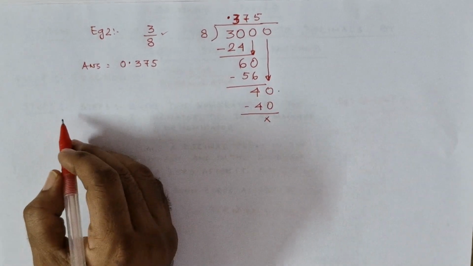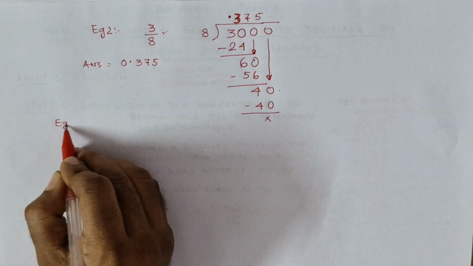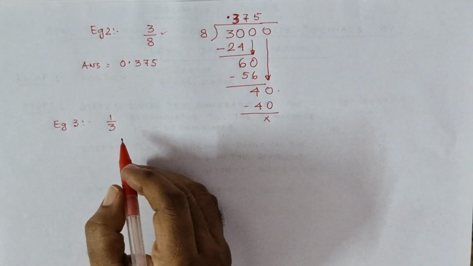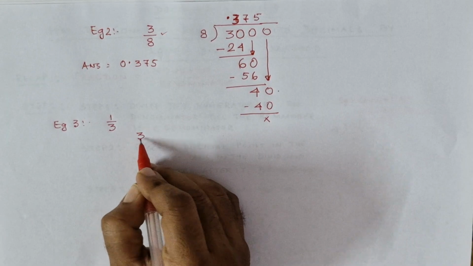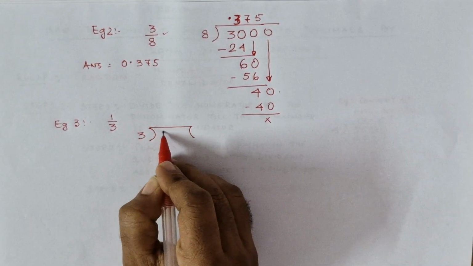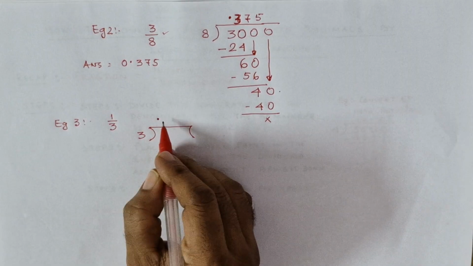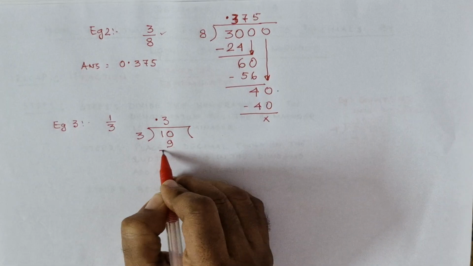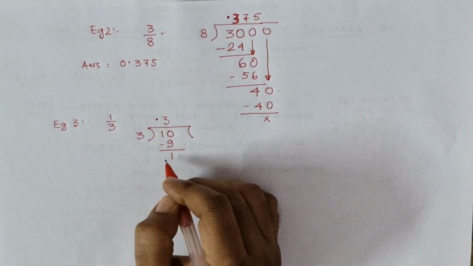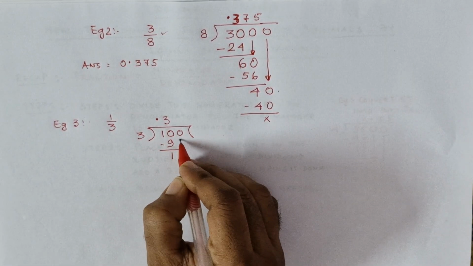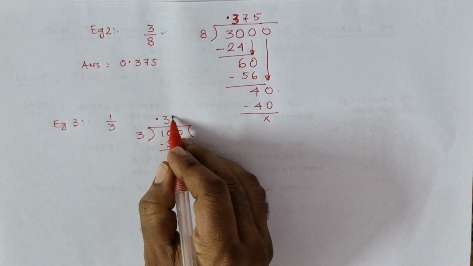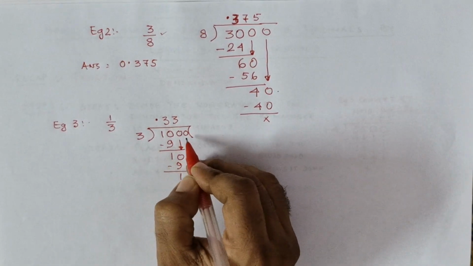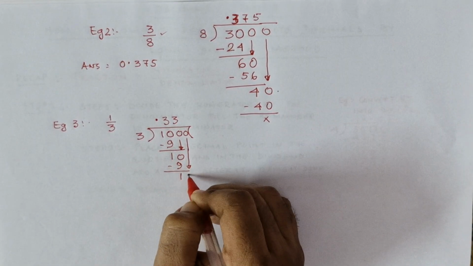Got it? So let's take another example, example 3. This is 1 by 3, again a proper fraction. So we'll do it: 3, and we'll take 1 here. Put a decimal to start with. Add a 0 after the dividend. 3 3s are 9. So 1 is the remainder, less than the denominator. So add another 0, bring it down, it becomes 10. Divide it, again it becomes 9, remainder 1. Add another 0, bring it down.